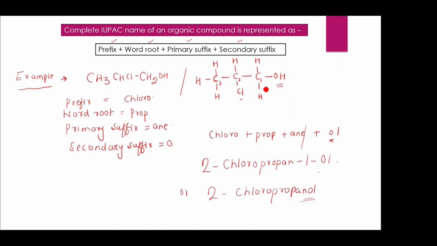Okay, first it should be prefix, then word root, then primary suffix and secondary suffix. So this is the prefix, this is the word root, this is the primary suffix and this is the secondary suffix. Prefix will indicate the substituent, word root will indicate the carbon length, and primary suffix indicates the carbon-carbon linkage, whether it is alkane, alkene or alkyne, and secondary suffix indicates the functional group. Let's see some more examples.